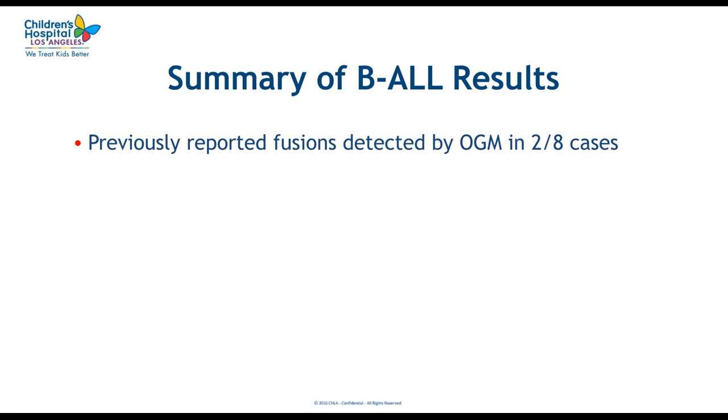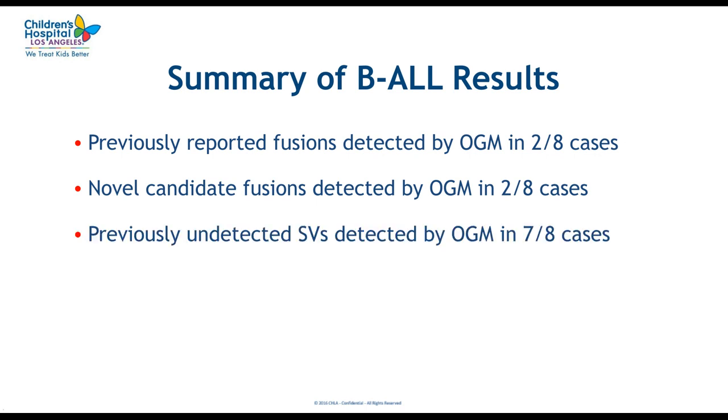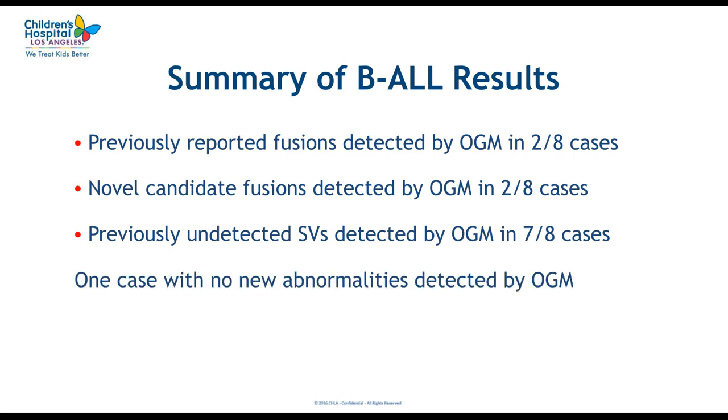So to quickly summarize our experience with BLL cases, previously reported clinically significant fusions were detected in 2 out of 8 cases. And novel candidate fusions were detected in 2 out of 8 cases. And then I didn't specifically show this in detail, but in almost all the cases, 7 out of 8, optical genome mapping detected structural variants that were missed by previous karyotype analysis, and that we were unaware of based on other testing that we did in the lab. There was only one case where optical genome mapping did not detect novel structural variants that we were not aware of.